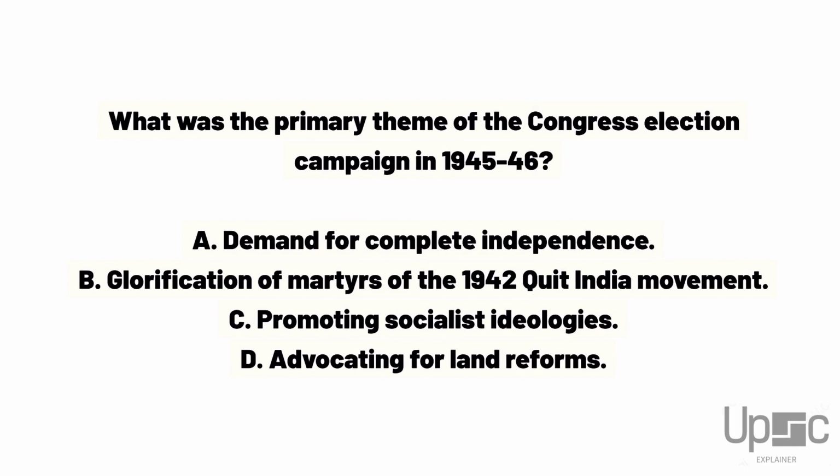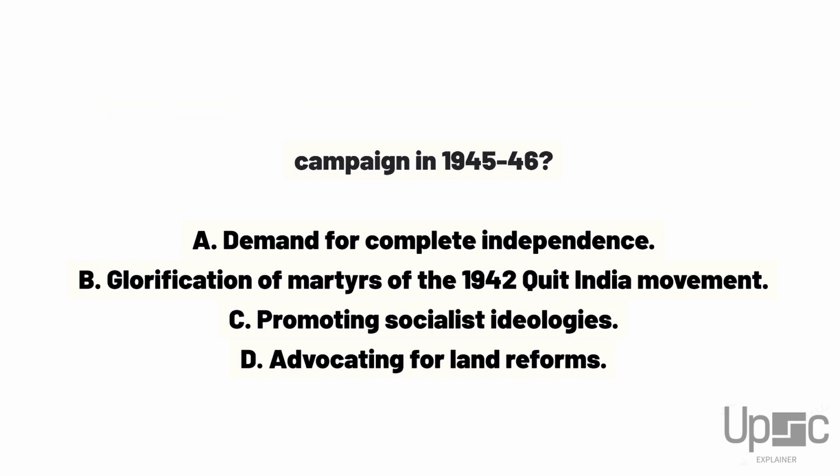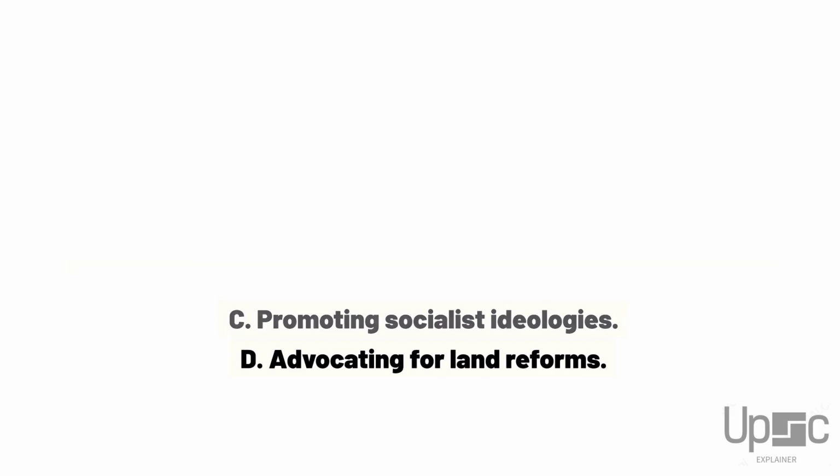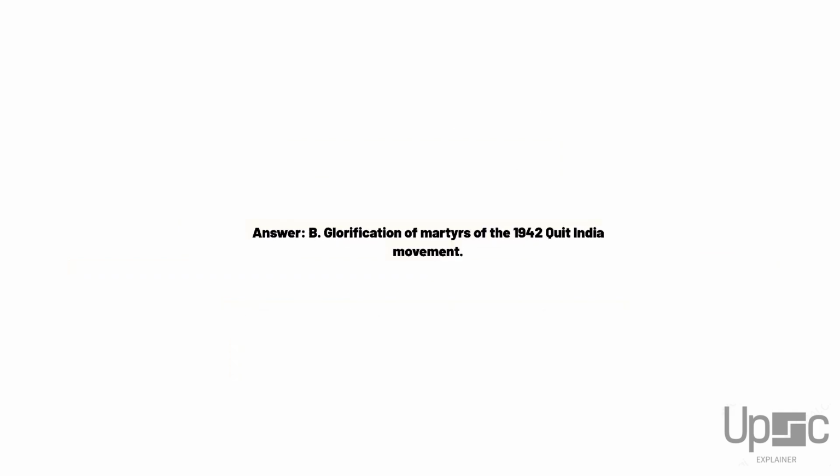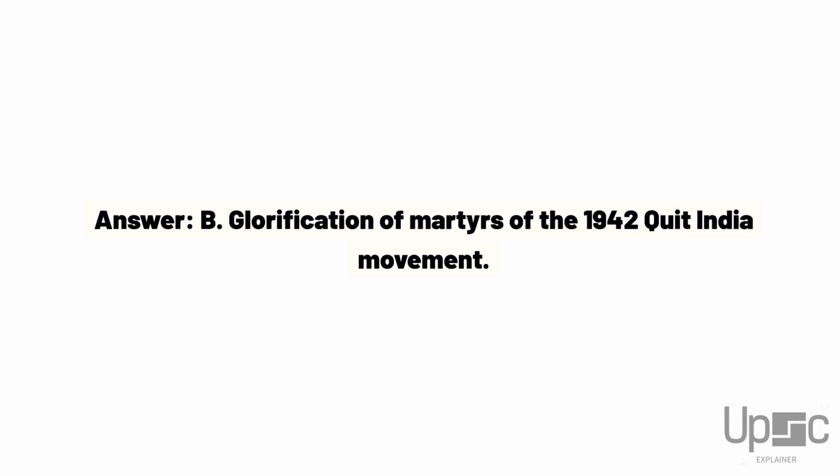What was the primary theme of the Congress election campaign in 1945-46? A. Demand for complete independence. B. Glorification of martyrs of the 1942 Quit India movement. C. Promoting socialist ideologies. D. Advocating for land reforms. Answer. B. Glorification of martyrs of the 1942 Quit India movement.